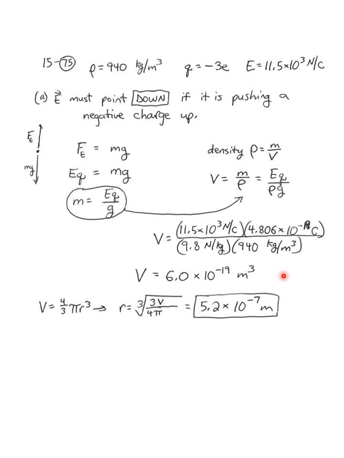Finally, we want to know the size. It's appropriate to give that either as radius or diameter. I'll give it as the radius. It's a sphere, so volume of a sphere is 4/3 pi r cubed. Solve that algebraically. R is the cube root of 3 volume over 4 pi. So you should get 5.2 times 10 to the negative 7 meters.